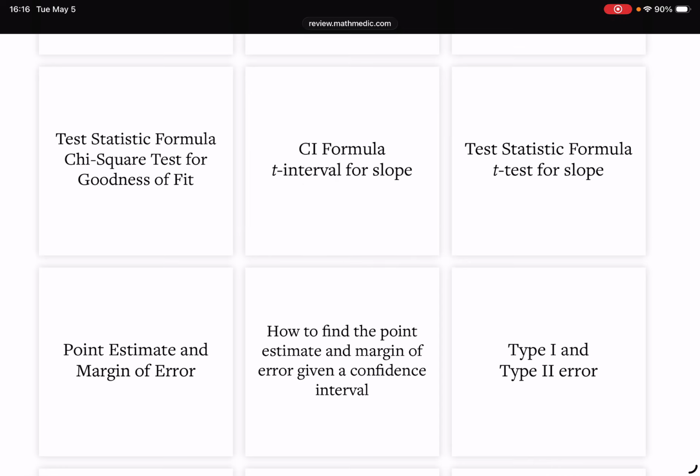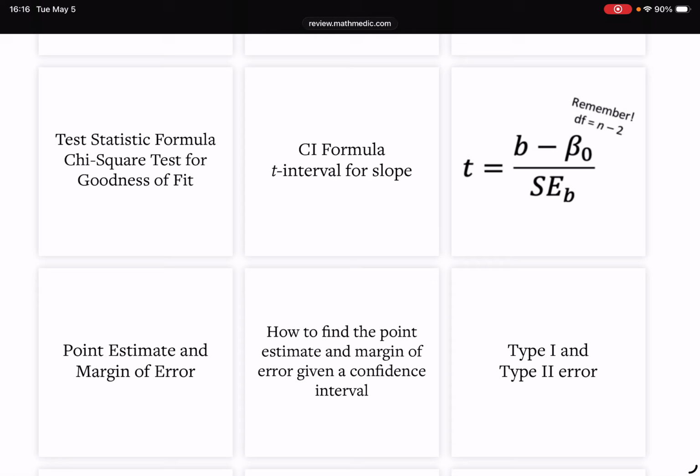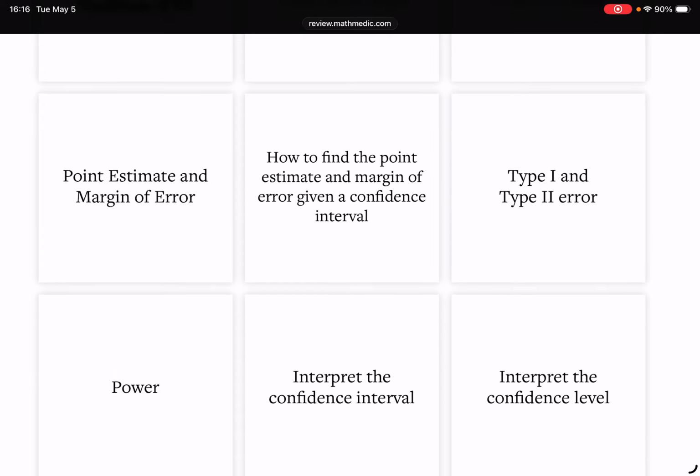Test statistic formula for t-test for slope. Okay, another good one to know, especially if they give you information for a computer output instead of the data itself. Both of these can be done on Desmos. Most likely for these, they would give you the regression line. You would type in that regression line and be able to go from there.